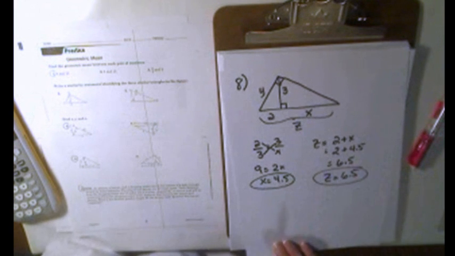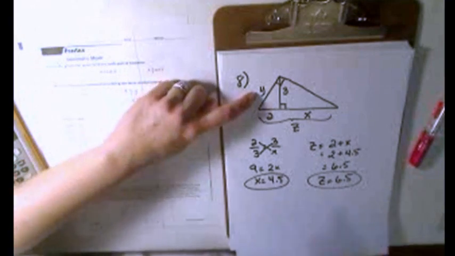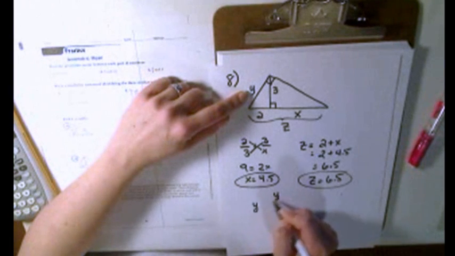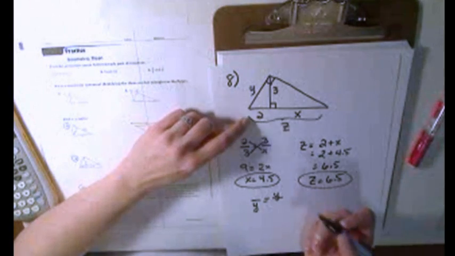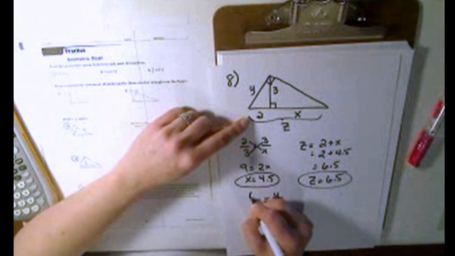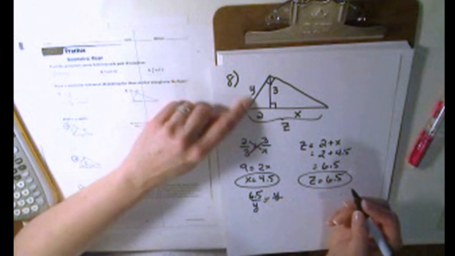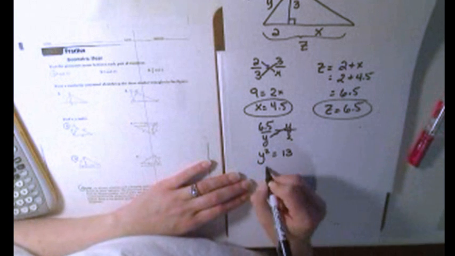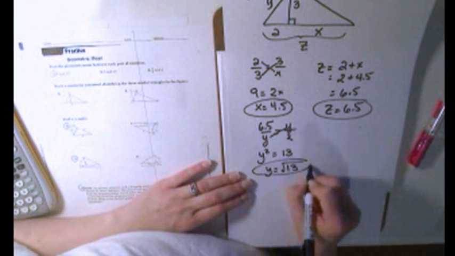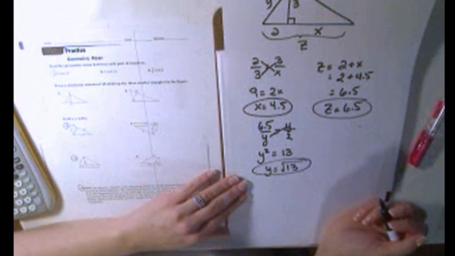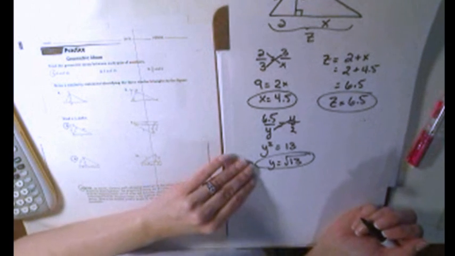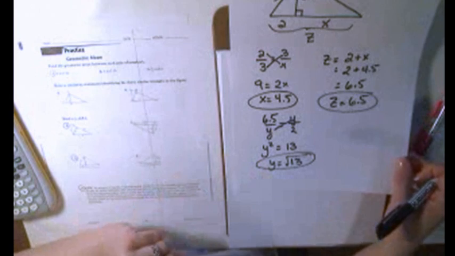Okay. Now to do y, I'm going to do the leg geometric mean theorem that says the leg is the geometric mean between the entire hypotenuse, which we know is 6.5, and the segment adjacent to that leg, which in this case is 2. So if I solve that, y squared equals 2 times 6.5, which is 13. Now technically it's plus or minus root 13 because I'm square rooting both sides, but we know that you just take the positive because we're doing lengths of segments. So that's number 8, all worked out. You should be able to do the other ones now.